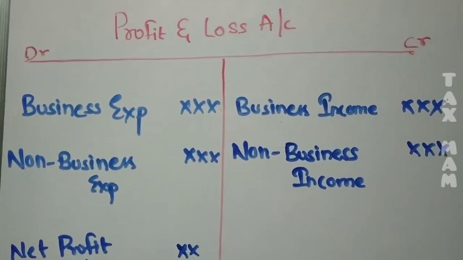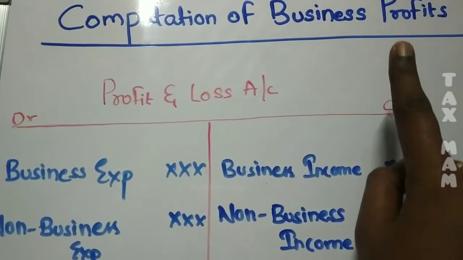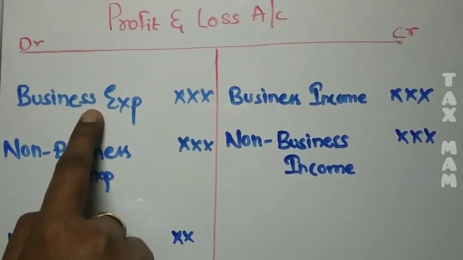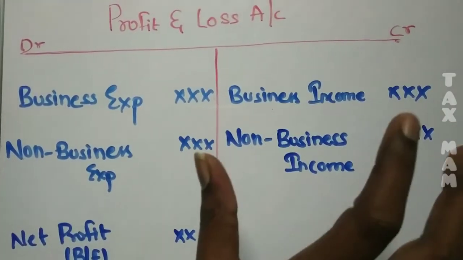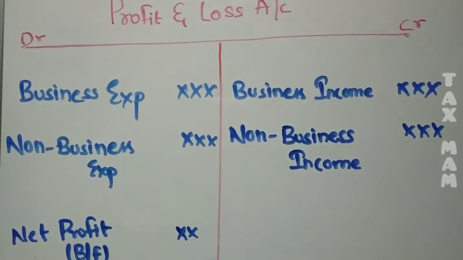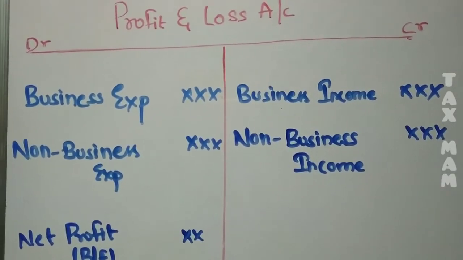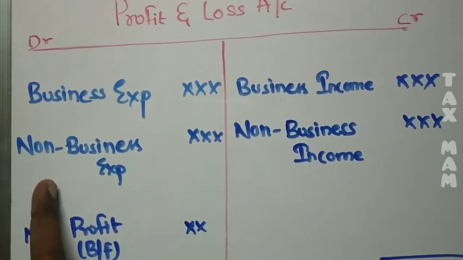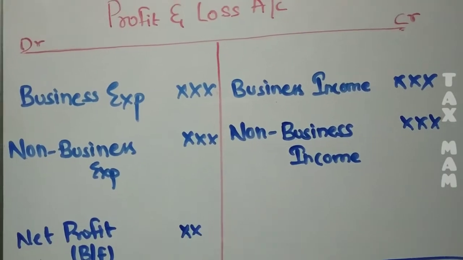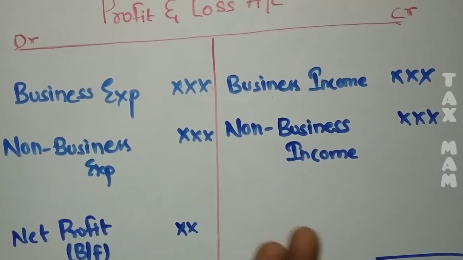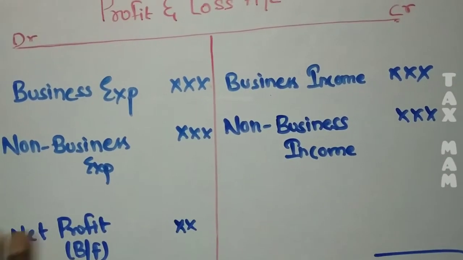But here we have to find out only the business profit. That means we should have only business expenses and business incomes, so that the amount we get will be called the business profit. But here everything is mixed with non-business expenses, non-business incomes, personal expenditure, personal losses, personal gains, everything clubbed in this.